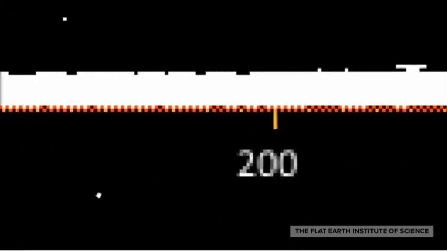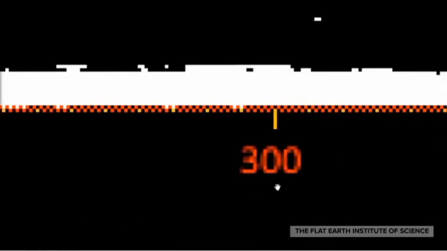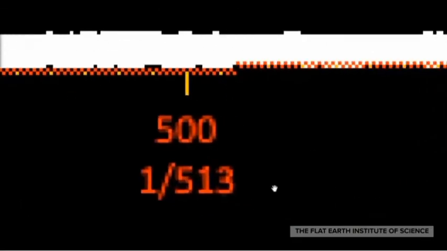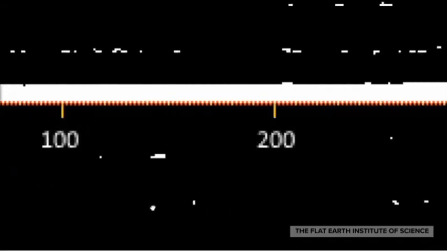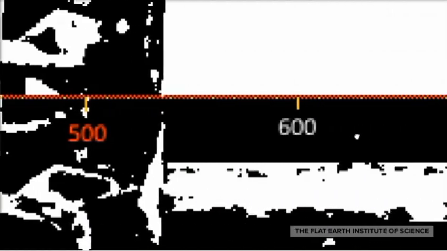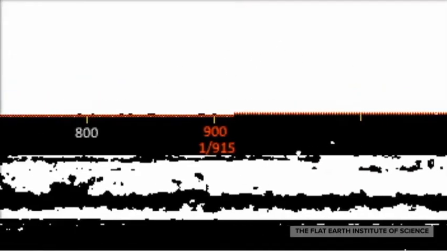Now we're starting over. 200, 300, but it's still straight, so we'll continue on. 400, 500, oh, now it's moving up. So our new rate of curvature is 1 out of 513. Starting over, 100, 200, 300, 400. And as we see, it's kind of in the middle of the beam, but it's still straight, so we'll keep going. 600, 700, 800, 915. We're definitely seeing curvature here, but it's curving at an uneven rate.